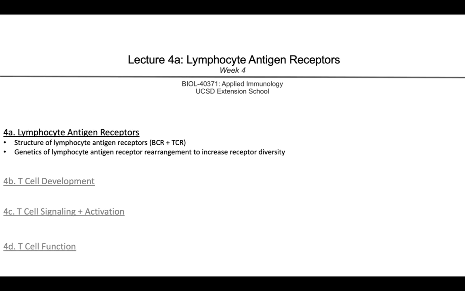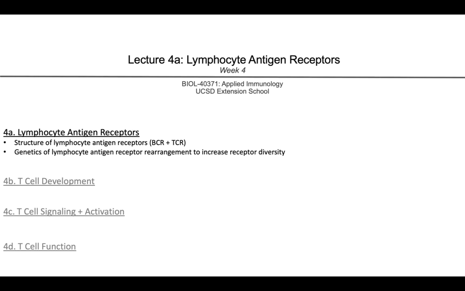This is lecture 4A, which begins the week 4 module where we will transition into discussing components of the adaptive immune system. We will start off with our talk today on the mechanisms that govern the generation of lymphocyte antigen receptors, which again are B cell receptors and T cell receptors. We will cover the structure of these receptors and also discuss the unique mechanisms of genetic rearrangement and modification that occur which yield huge repertoires of BCRs and TCRs with unique specificities.